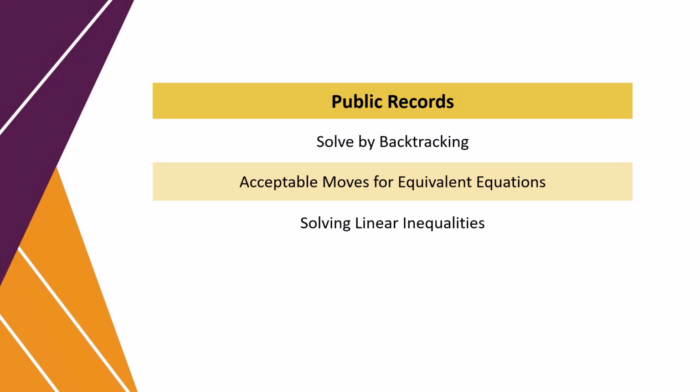As we wrap up this math story of Unit 2, Linear Equations and Inequalities, let's take a quick look at the public records that will help students track their learning throughout the unit. We have the two public records that look at ways of solving, solved by backtracking and acceptable moves for equivalent equations. And then we highlight how to solve linear inequalities.